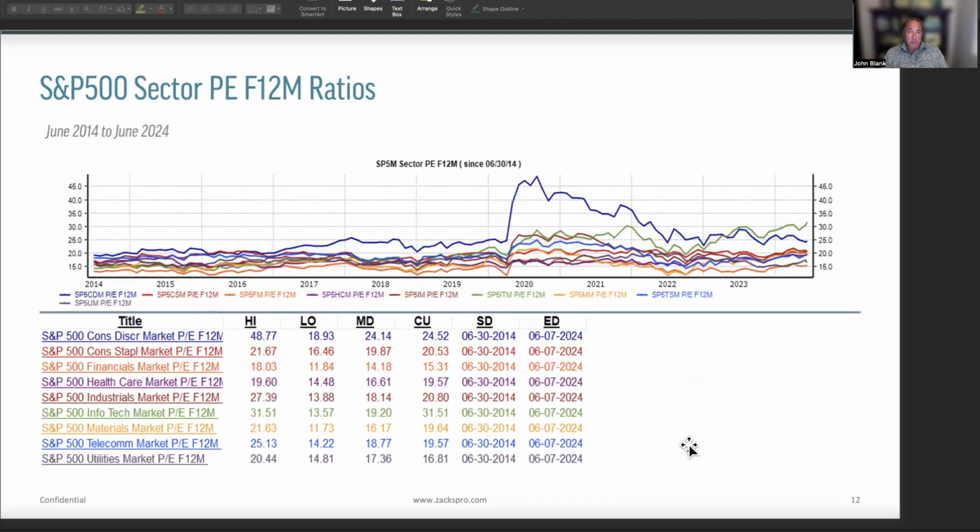All right, sector PE ratios. Back to this story, I just want to point out the current highest one is Infotech. Like I said, the cash flow is extremely low there, and the PE multiple is 31, extremely high. And of course, down here, materials, telecom, and utilities are at the low end. Financials is the lowest.